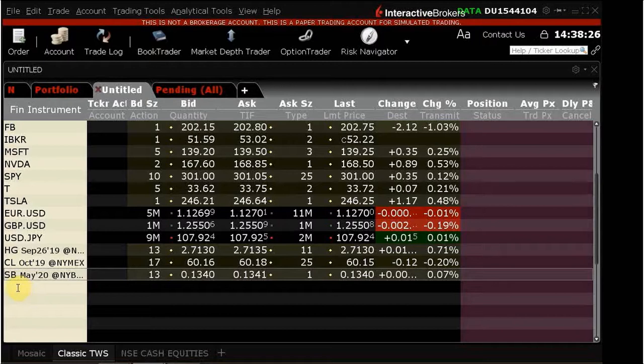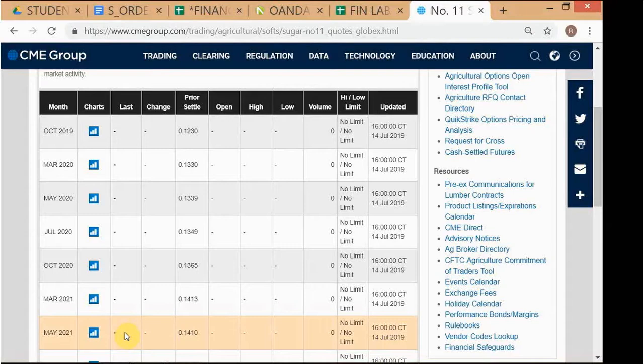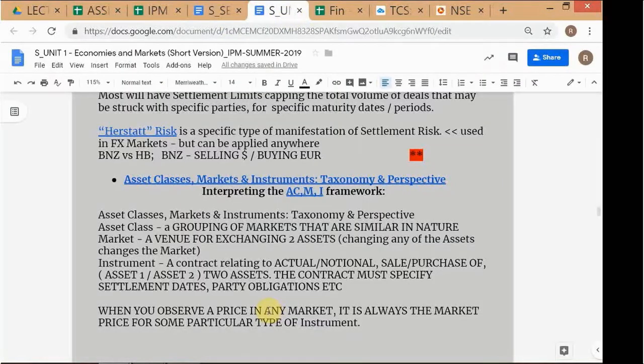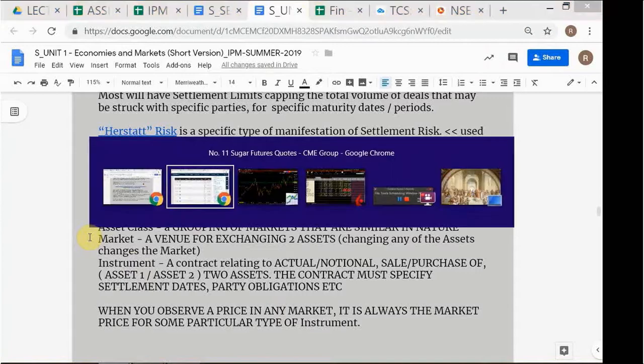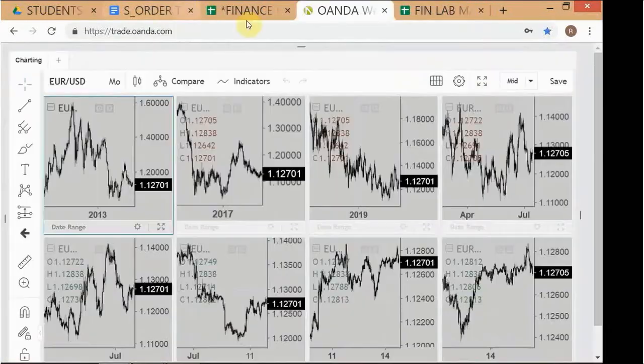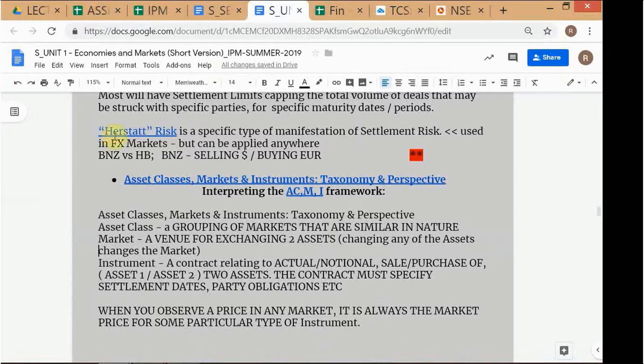All right. So we have deviated quite a bit, but hopefully it's still useful material. So we had just come here. Essentially now you understand what an asset class is. We were just discussing this. An asset class is just a grouping of markets that are similar. So the framework is called asset classes, markets and instruments. Asset class we have understood. Market we have already defined.